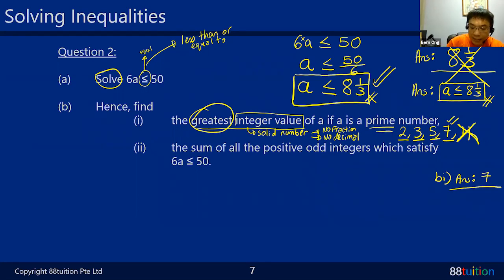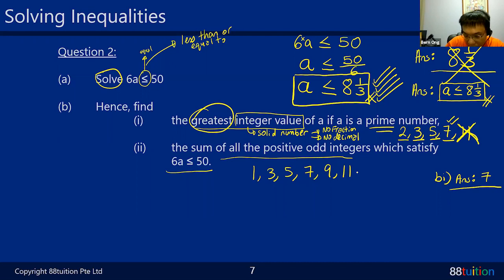And the next portion: the sum of all the positive odd numbers which satisfy this inequality, A is smaller equal to 8 and 1/3. What is the meaning of odd numbers? Examples are 1, 3, 5, 7, 9, 11, 13. Remember your A must be smaller equal to 8 and 1/3. Can it be 13? Cannot. 11? Cannot. 9? Cannot. Can it be 1? Yes. 3? Yes. 5? Yes. 7? Yes. And all these are odd numbers.